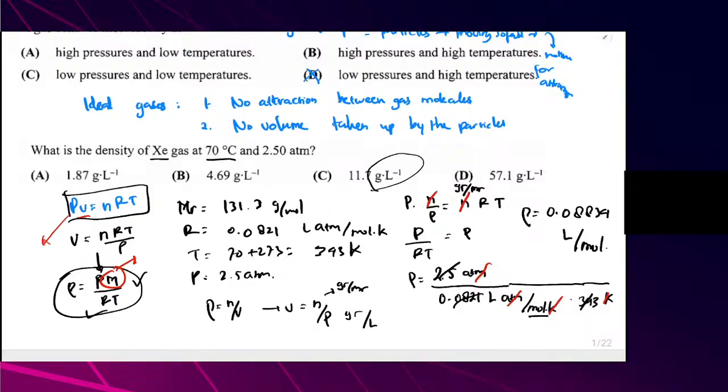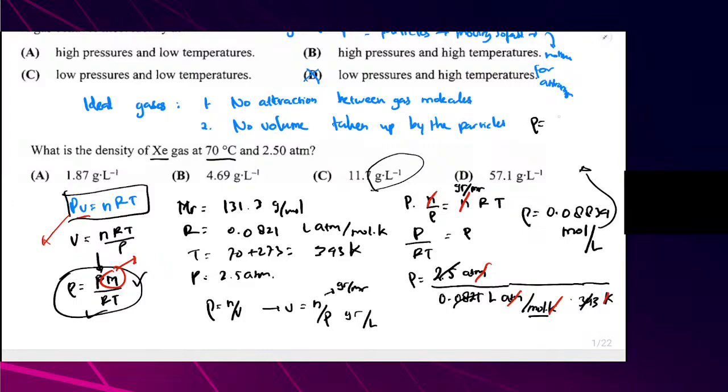Oh sorry, it should be, let me remove this one, and then it should be mole per liter. Now what we are going to do is cancel out the liter, the mole over here, and then there's information that we need to plug in once more, which is the molar mass.